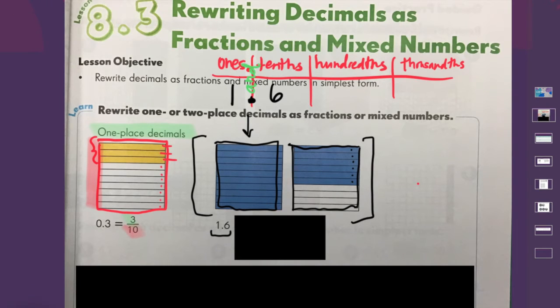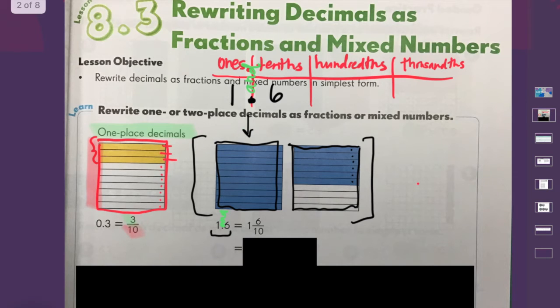Remember, anytime you see that decimal, we use the word "and." So 1 and 6 tenths. Well, that makes it pretty easy to write our fraction. 1 and 6 tenths. So the whole number 1, and then the fraction 6 over 10.